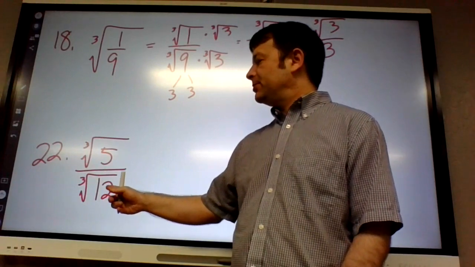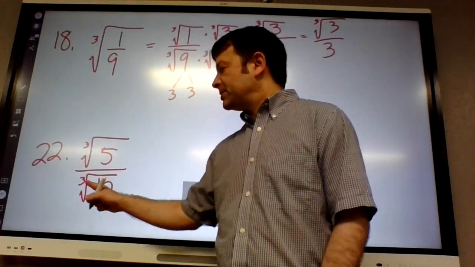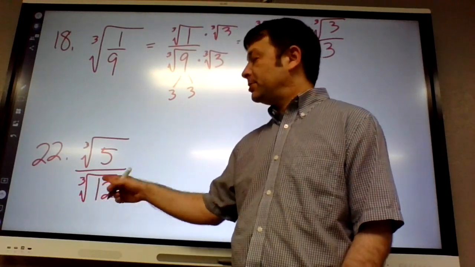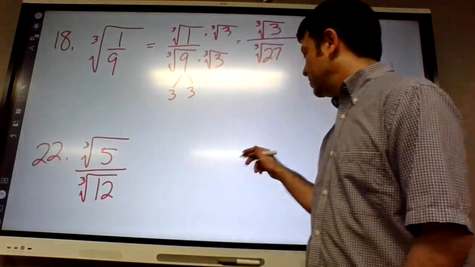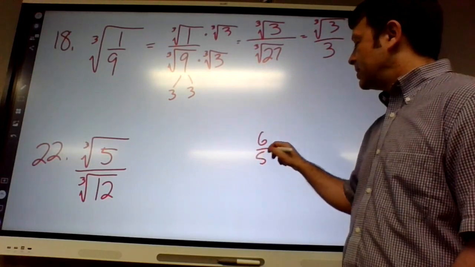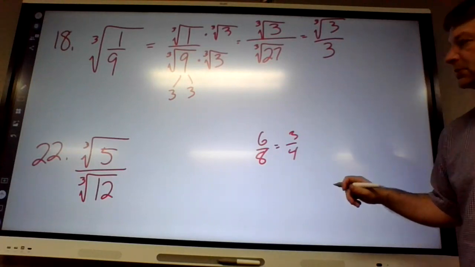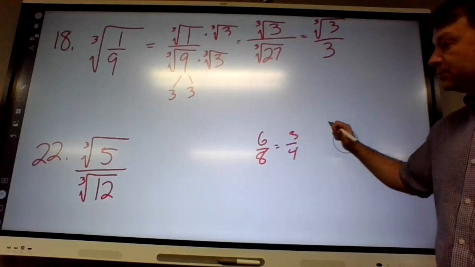Okay, when I say reduce, I don't mean simplify the cube root. Actually, cube root of 12 does not simplify. I mean, when you reduce a fraction, it's like 6 and 8 equals 3 and 4. That kind of reducing, not simplifying the radical.